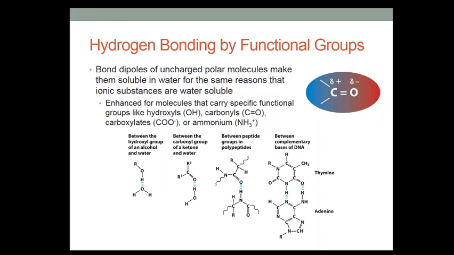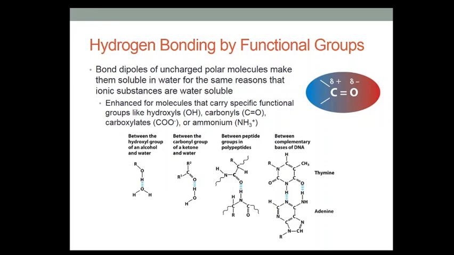Now, in biological systems, you're going to see some trends. You're going to see some functional groups show up more often than others. For example, hydroxyls, carbonyls, carboxylates, and ammoniums are going to show up more often, and it is because they can hydrogen bond very well. If we look at some examples down here of common functional groups and common hydrogen bonding patterns, you'll see, for example, the hydroxyl group here.